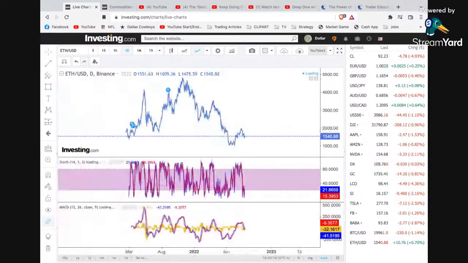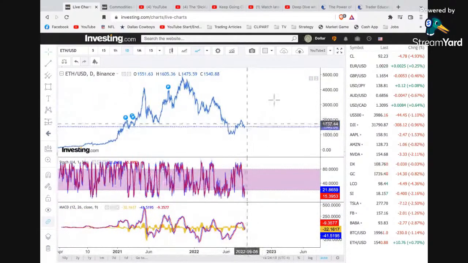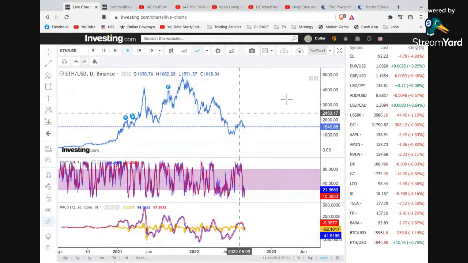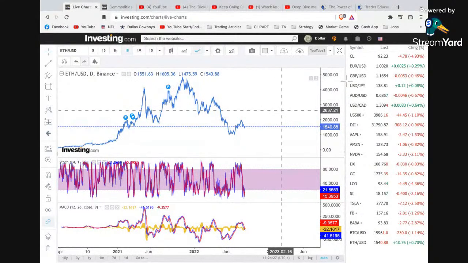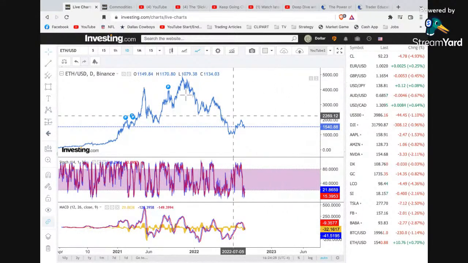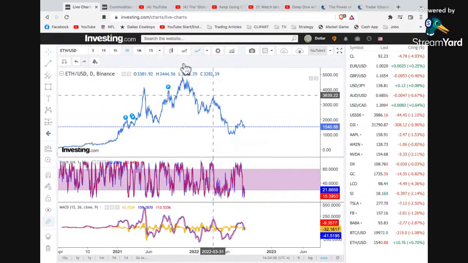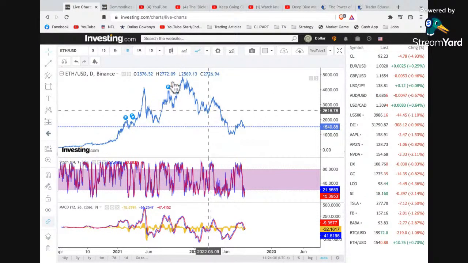Okay, so we got one more swing up to this area, and I'll be getting out once we get up to this area right here, where just before the price took off. I'll be looking to get out.